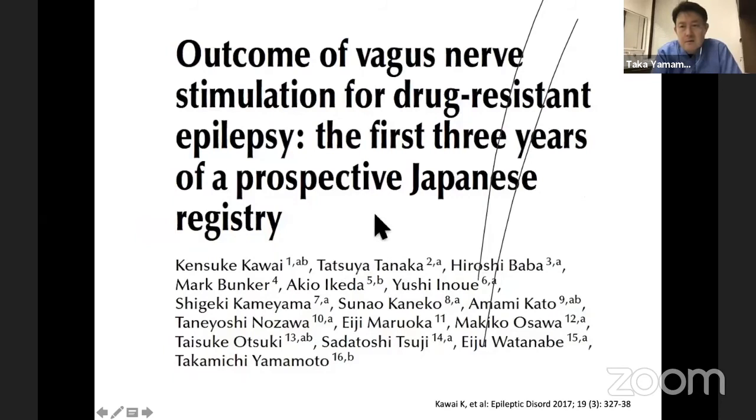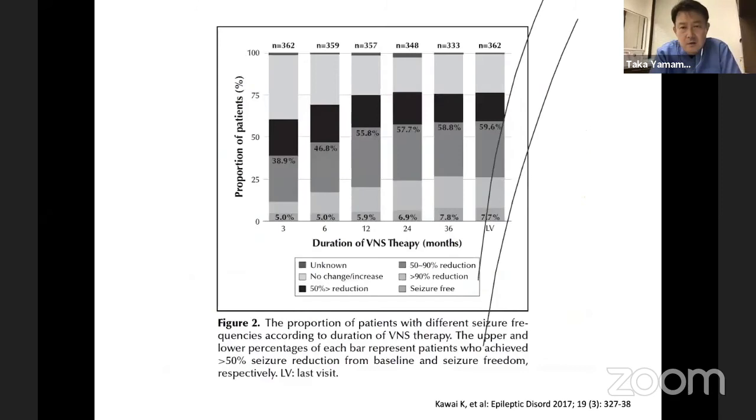So this is the outcome of the first 3 years of the prospective Japanese registry. I think almost 300 patients joined the research, and Professor Kawai wrote this article. And see this, the line is the 50% responder line: 60% of patients got more than 50% seizure reduction. This is a little bit better result compared to the previous articles worldwide, because more stimulation gives us more seizure reduction.